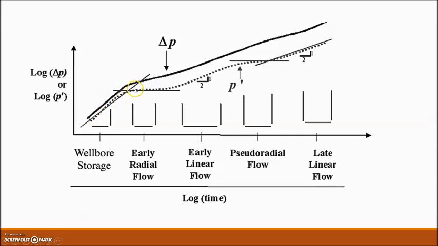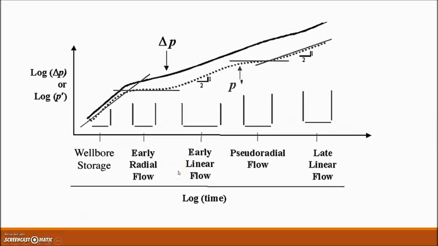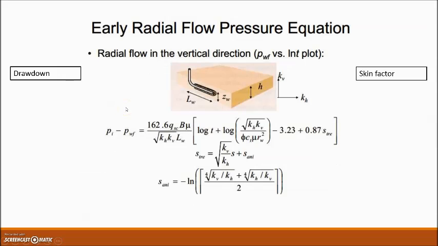You will also have a derivative of your pressure as a complement graph at the bottom. Now, this is the position of where early radial flow is. And as said earlier, it is not affected by your reservoir boundaries. This flow that you see here will be present and similar to outside of your vertical boundaries. So as you get readings from this part of the graph, you will notice that the same readings will be outside. Simple.